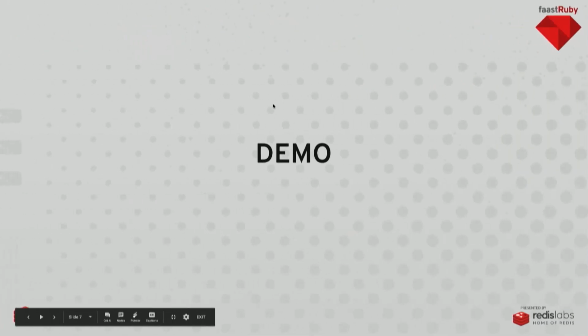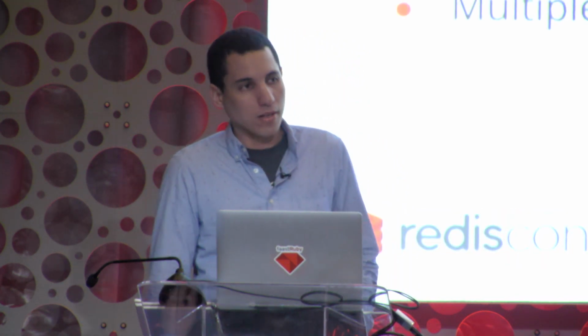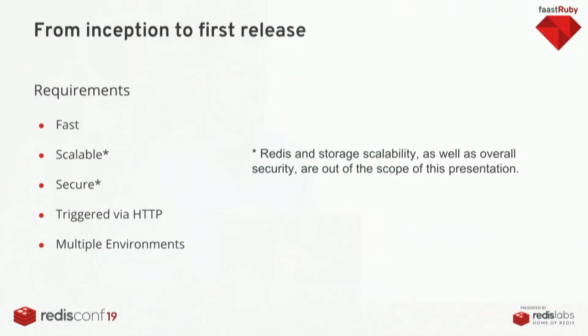Now back to building a FaaS platform. So when I started this, I just wanted to make it really simple. It was just a POC, and that's what I'm gonna guide you guys through. So the requirements: it has to be fast. It has to be scalable, and it has to be secure. But scalability of Redis and security is out of scope of this presentation. I would need more time for that. But I need to be able to trigger it via HTTP, and I need to support multiple environments.